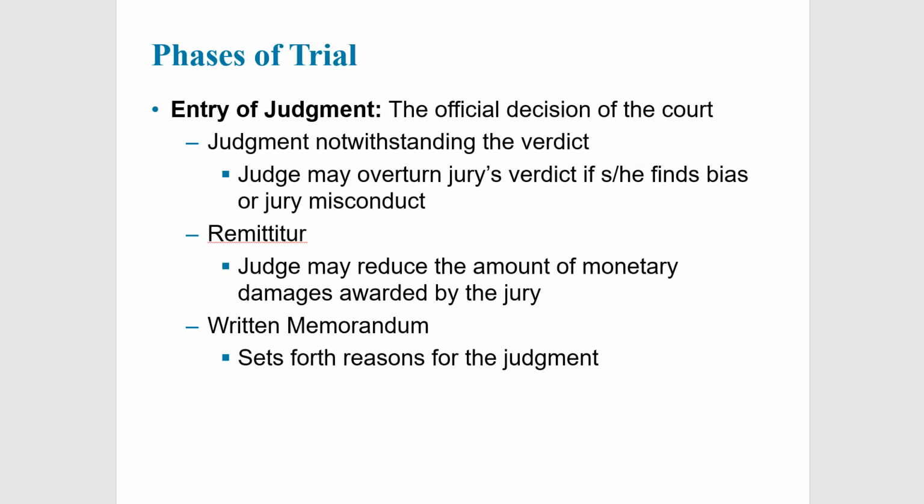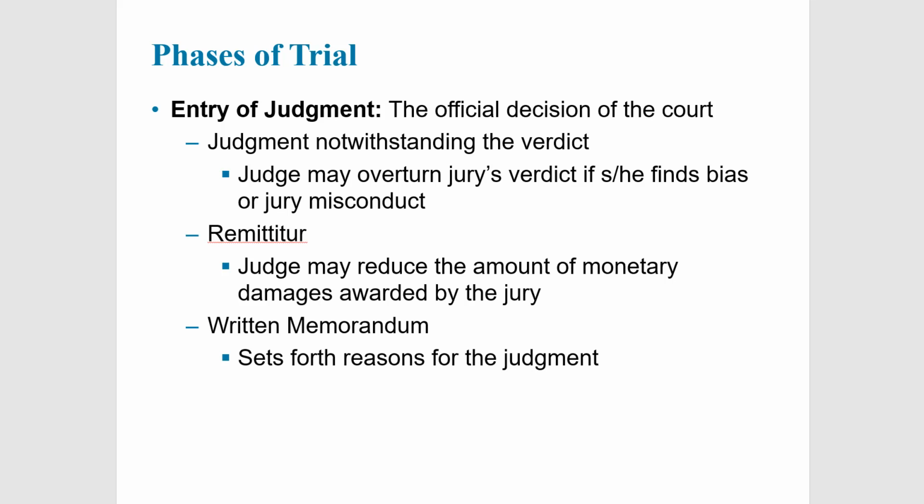So after the verdict, the judge will enter the judgment. This is the official decision of the court. In rare cases, the judge might enter their own decision, notwithstanding the verdict of the jury. This, again, very rare, but if they think that the jury was biased or if there was misconduct going on in the jury, the judge could have rendered their own decision.